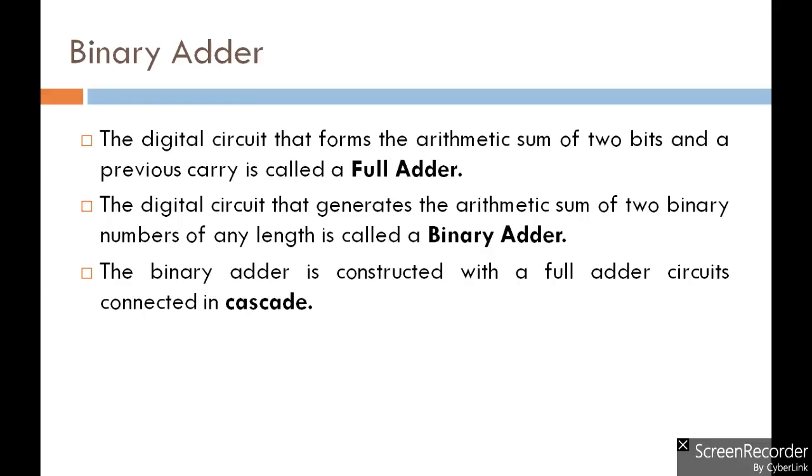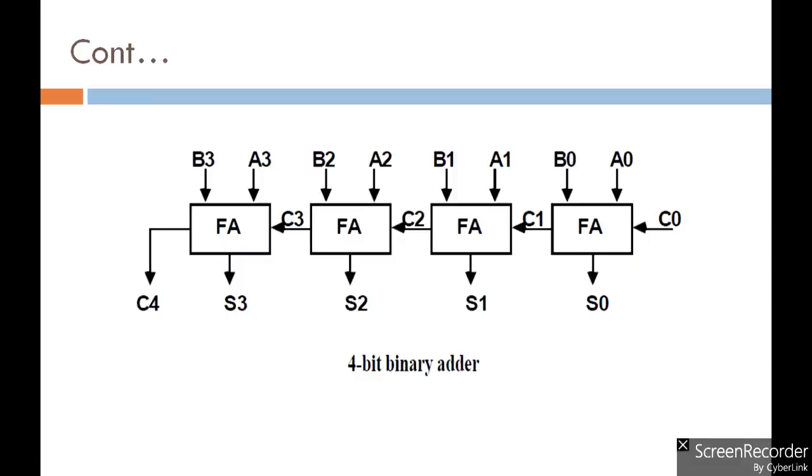So to implement a binary adder using full adders, the binary adder uses the full adder circuits in a cascade manner. One stage of the full adder will generate the sum and transmit its generated carry to the next stage. So this is how a binary adder works. Now let's see the diagram.